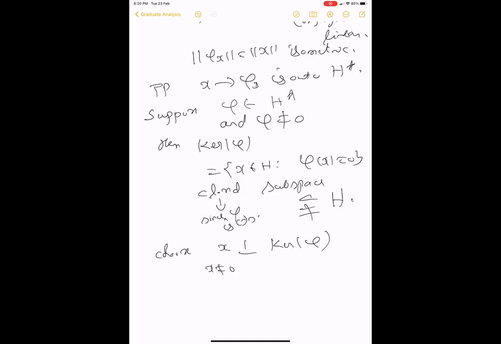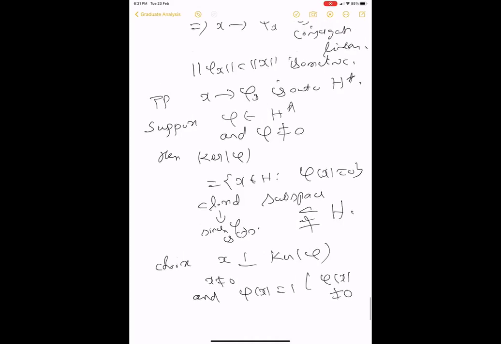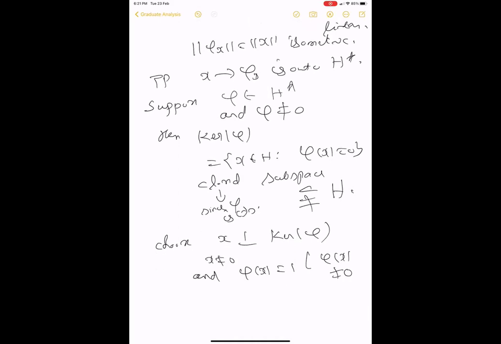Since we can divide by a scalar, assume that phi of x equals 1. Otherwise, since phi of x is not equal to 0, if phi of x is not equal to 1, you divide by phi of x, that is, you take x by phi of x, and that will have phi equal to 1. Since x is orthogonal to the kernel of phi, it is not in the kernel of phi, and it is not equal to 0. So you can assume phi of x equals 1.